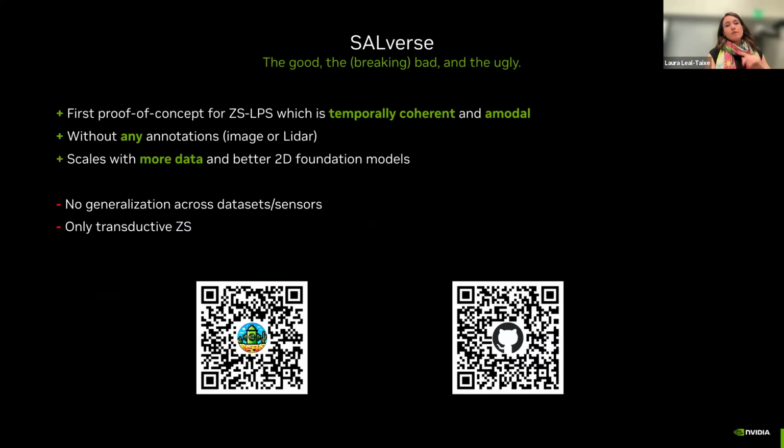Now, the bad thing is that we still have no generalization across datasets and sensors. And we can only do transductive zero-shot, which means that if you haven't seen that object in the Lidar space, then you cannot really detect it and put a name to it. So we're thinking about ways to alleviate this dependency a little bit. You can always curate more data. It's unlabeled data, so it's not really expensive, it's just the training time. But one could also do, for example, the semantic part with the 2D foundation models in 2D, and then the localization part with this pipeline. So this is also something that we're exploring.